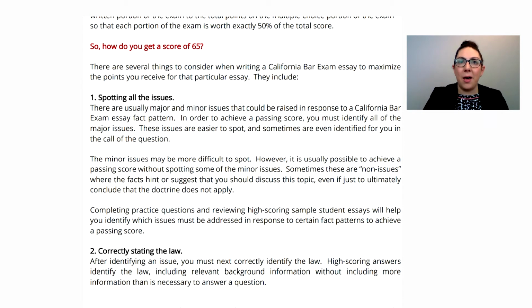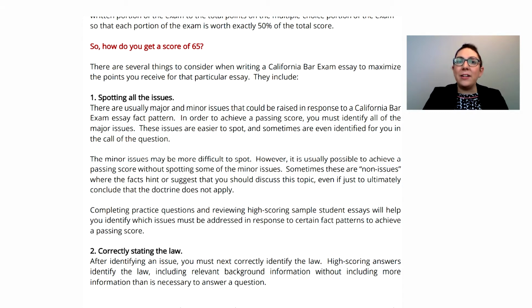Where do the points come from on California's exams? The first thing that you're going to get points for is spotting the correct issues. California's essays tend to be open-ended, where they'll give you a fact pattern, and then at the end of the fact pattern, it'll say something like, discuss the issues, or address the arguments that this person will raise. And so it's up to you to utilize the facts and identify the legal issues that need to be addressed.